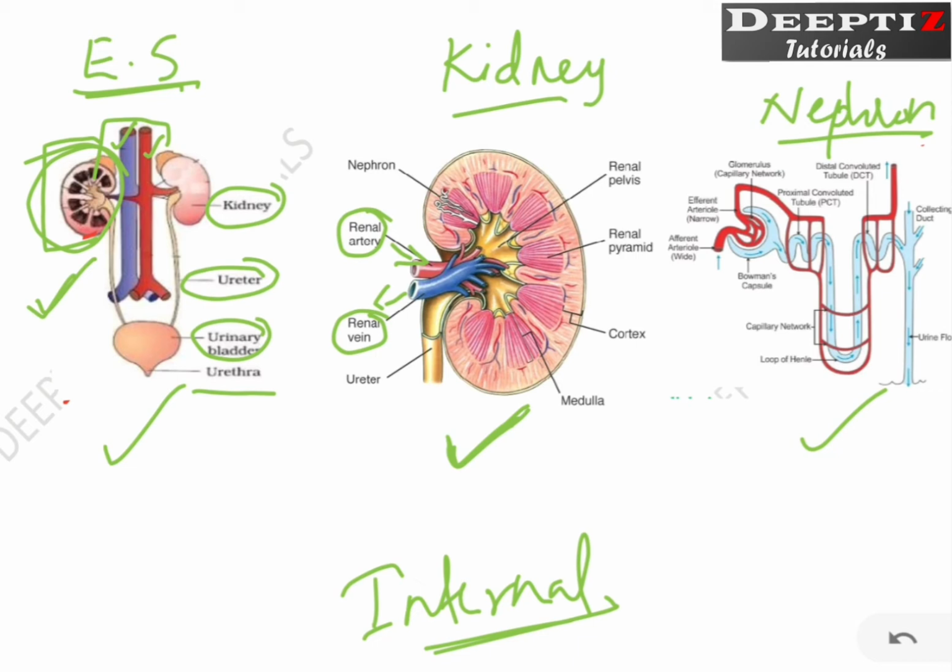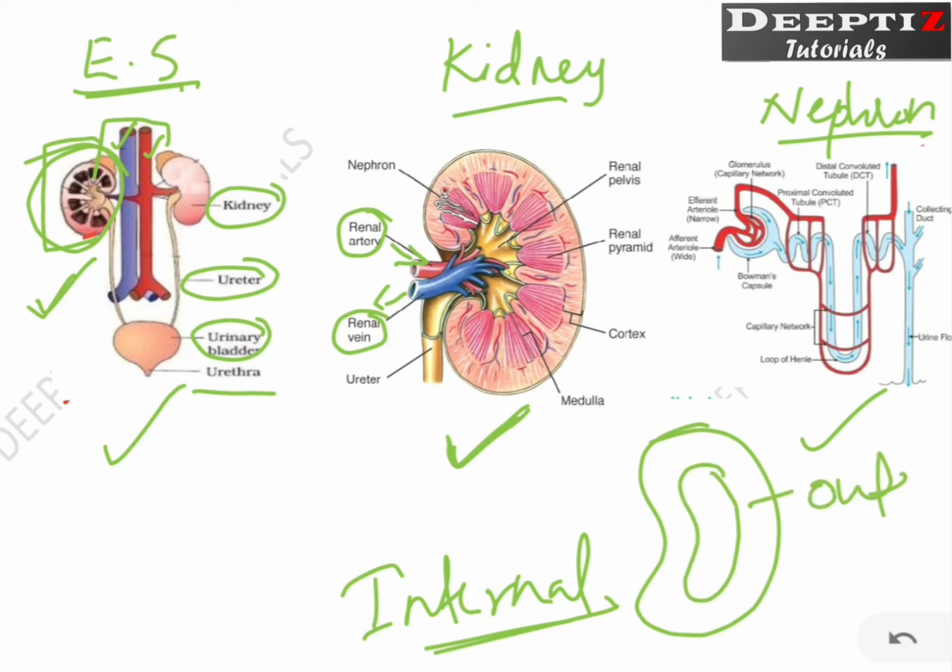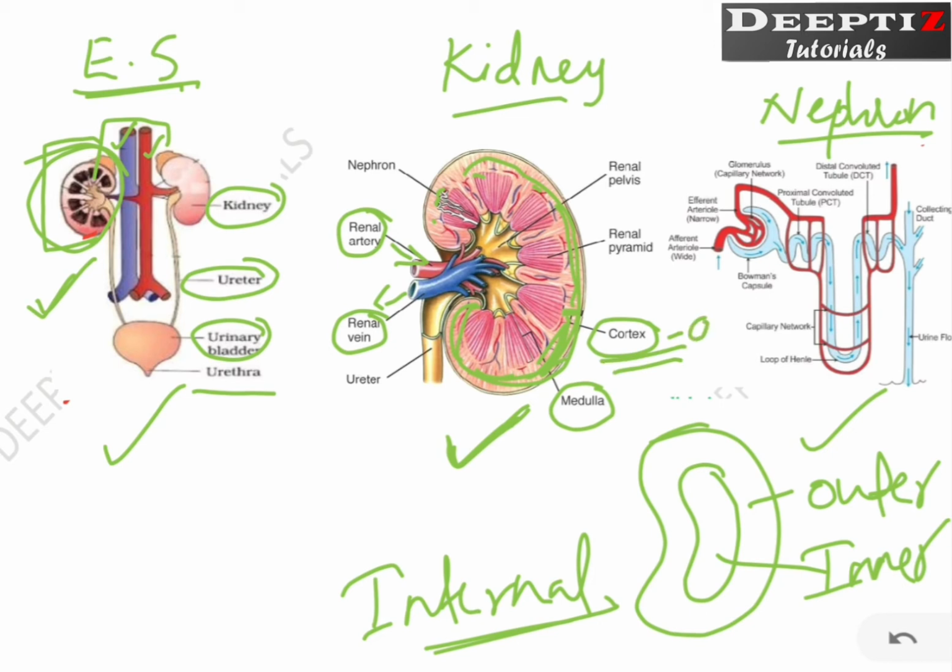Now suppose this is a kidney, I can divide this kidney into two parts. One is the outer and another one is the inner part, right? So that division is termed as cortex and medulla. This entire outer portion, this green colored shaded area, is termed as the cortex. So cortex is the outer area. What about medulla? This inner area is termed as the medulla.